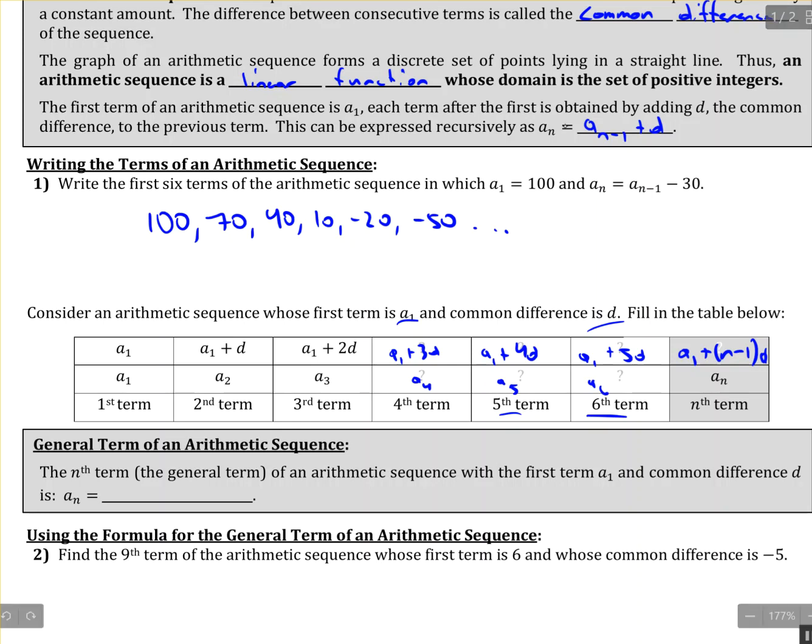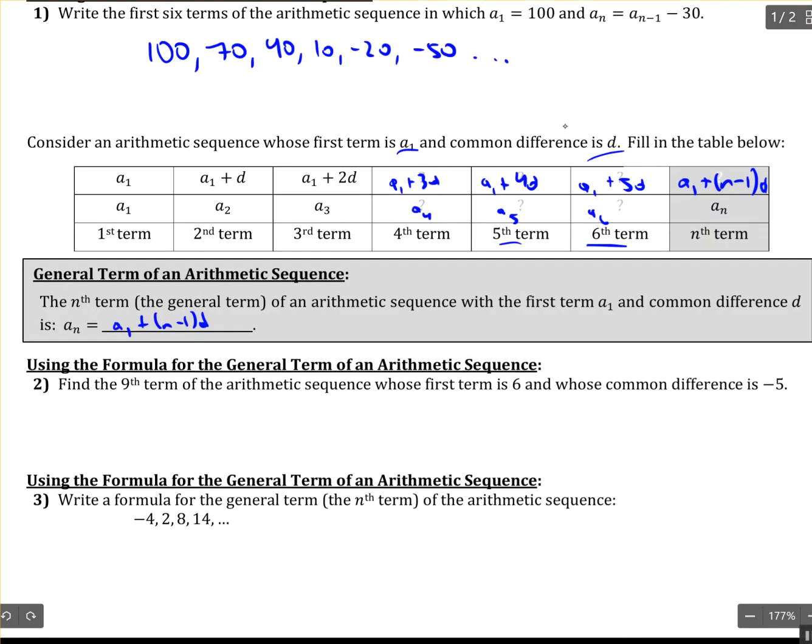So we just basically came up with what the general term of an arithmetic sequence is. If I want to find like the 50th term, I don't have to go through and subtract that many times. I can just use my formula where an equals a1 plus n minus 1 times d. So that's the first of the formulas that you're going to want to know.